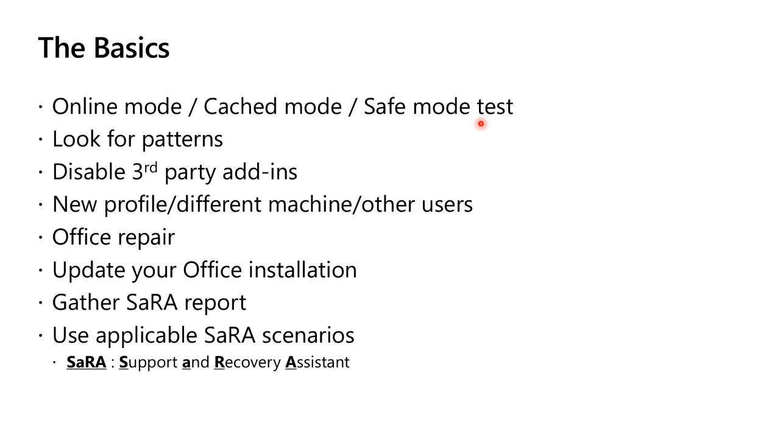These are some of the things that we can check regardless of whichever issue we're talking about in general, because these would be required in order to isolate the issue so that we can scope it better and understand what could be the possible root cause. So the first test that we do would be to check if the issue is occurring specifically in online mode or cache mode. And one of the tests that we run would be to run Outlook in safe mode.